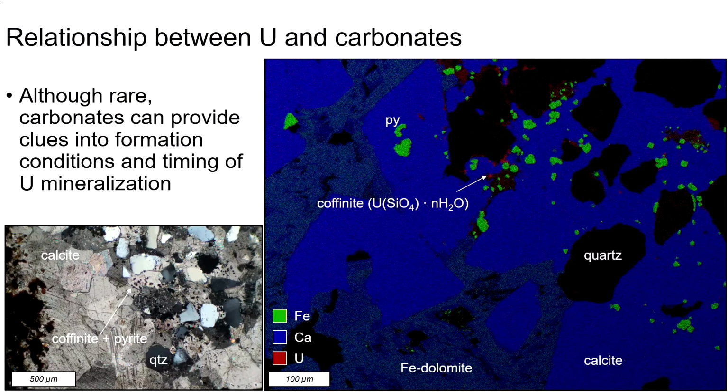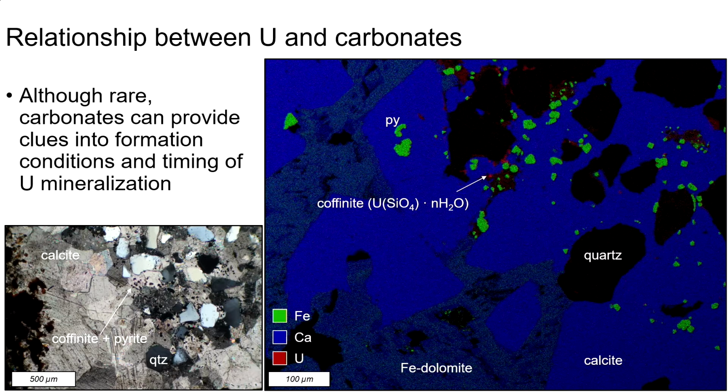Now, stepping further into detail with these uranium ore deposits, I've put up an X-ray map here on the right-hand side, where we can see the different distribution of elements like iron, calcium, and uranium. And with knowledge of the mineralogy there, we can make out the different paragenetic relationships, or timing relationships, between the different minerals that we see.